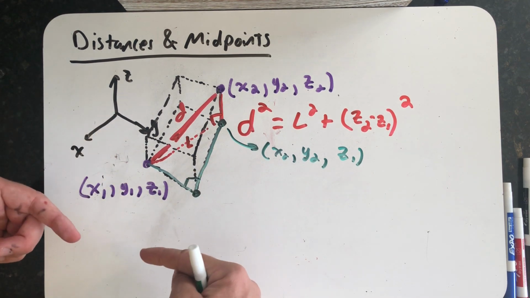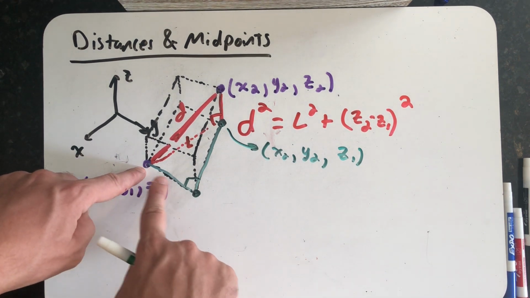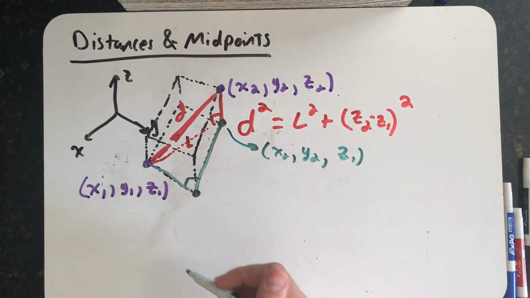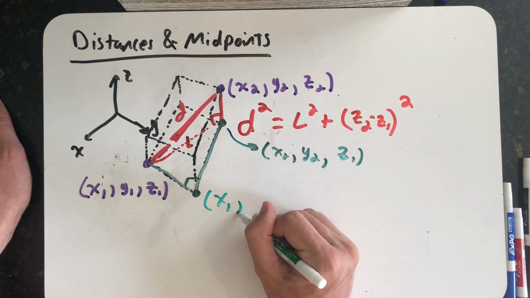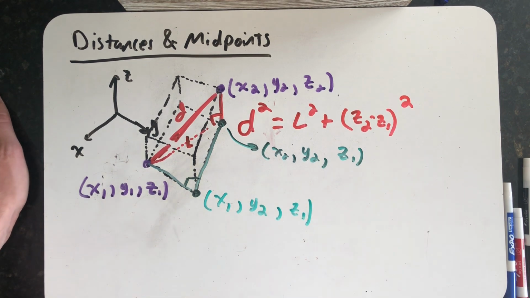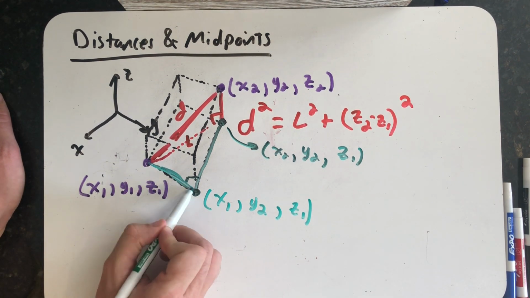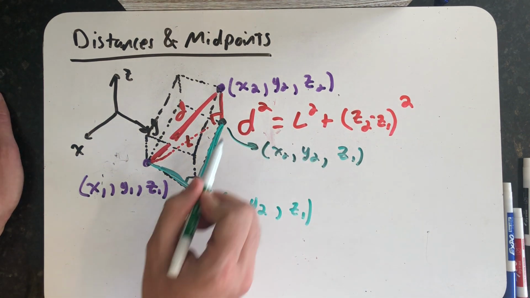It's still in the front of the shoebox, thinking about that rectangular prism as a shoebox. And I only changed that information about y. So I have x1, comma, y2, comma, z1. So now I can talk about the changes in length on the sides.